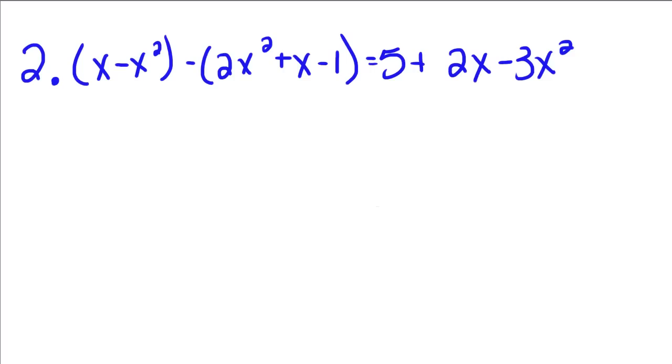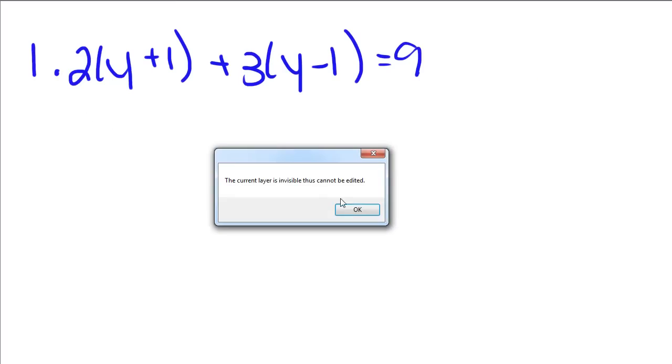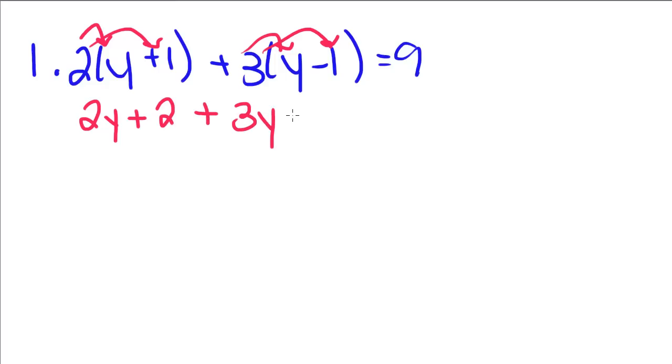So now we're just going to do some more examples practicing solving these polynomial equations. Okay, so we're going to distribute this 2 again, and this 3. 2y plus 2 times 1 is 2, plus 3 times y, 3y, minus 3 times negative 1, 3, 9. So we're going to combine these like terms.